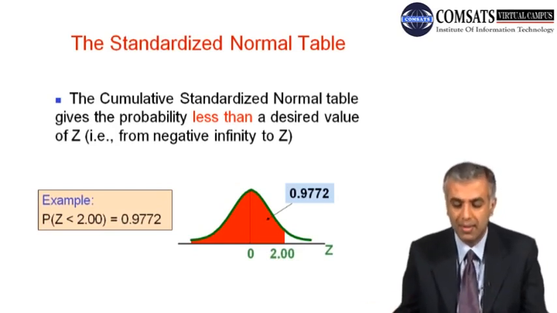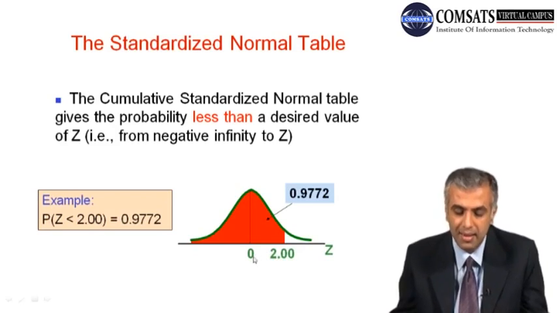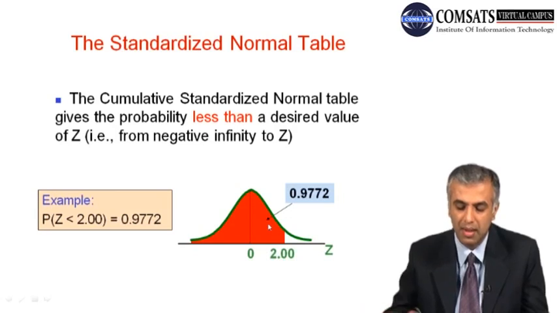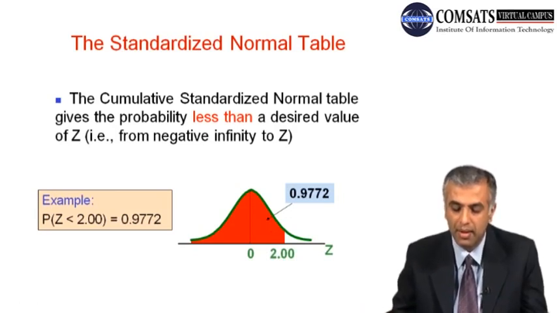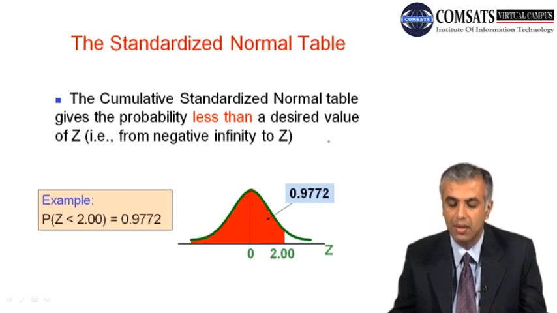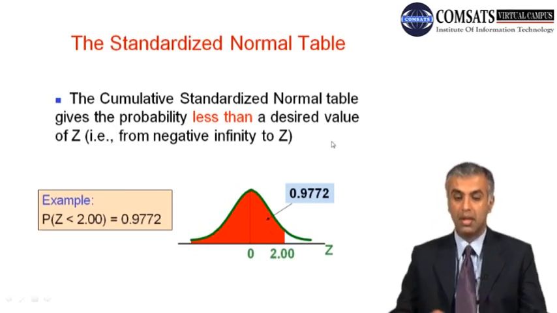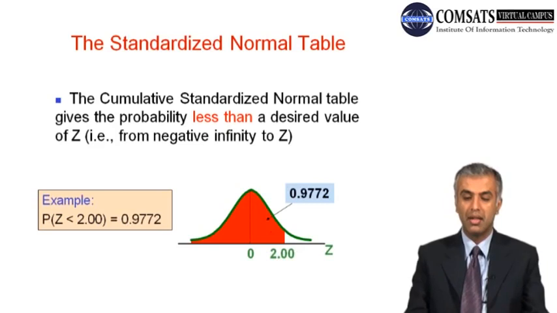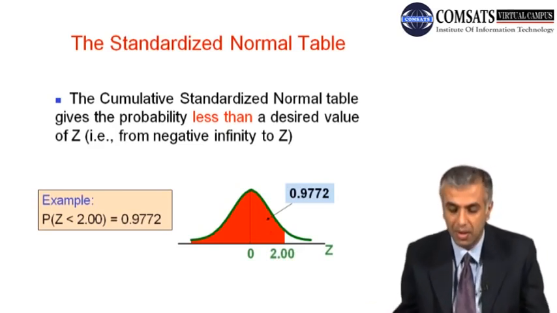So here you can see that in case z is less than 2.0, we have put the whole region in red to identify the basic region which lies behind 2. Now the probability being calculated for this region is equal to 0.9772.